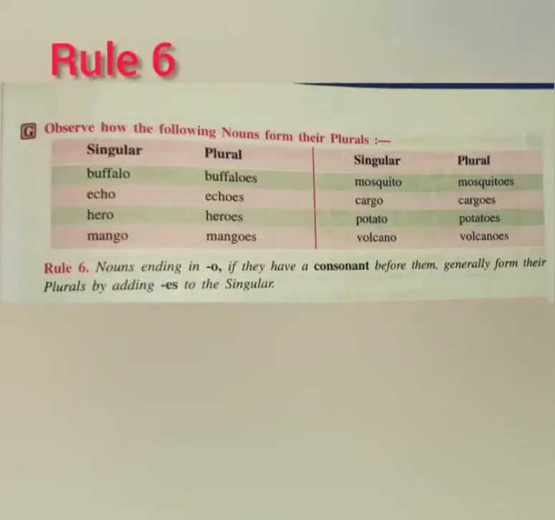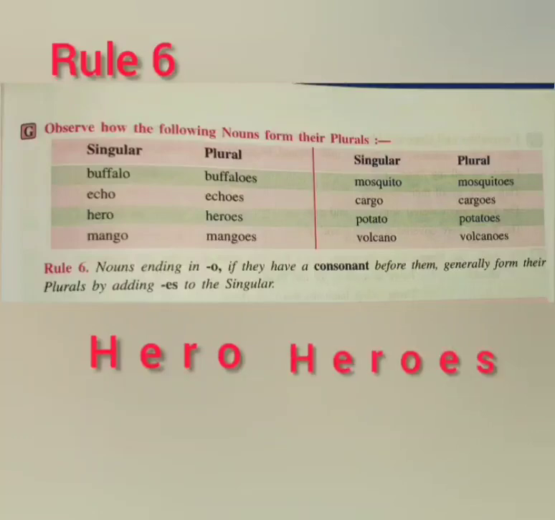Now, students, let's try to understand rule number 6, okay? Rule number 6 says, nouns ending in o, if they have a consonant before them, generally form their plurals by adding es to the singular. So what does it mean? If our nouns are ending in o, okay, and before it we have a consonant, so how it will take its plural? Its plural will be formed by adding es to the singular, okay.